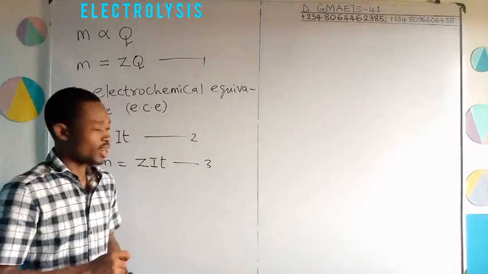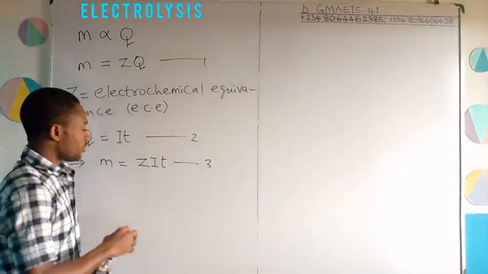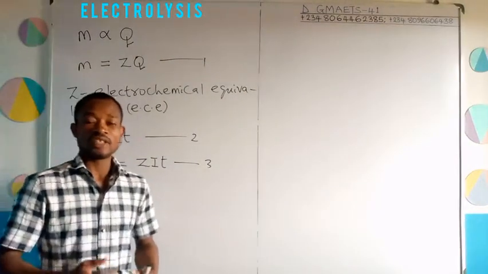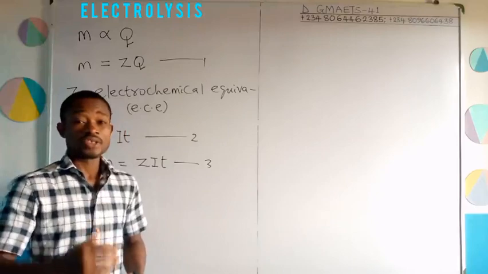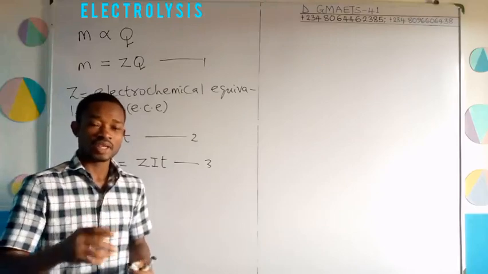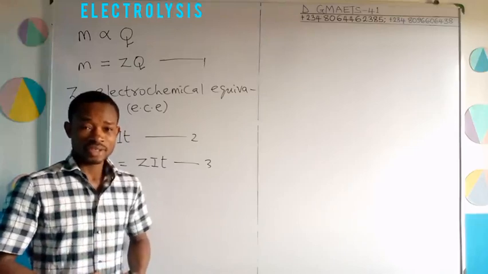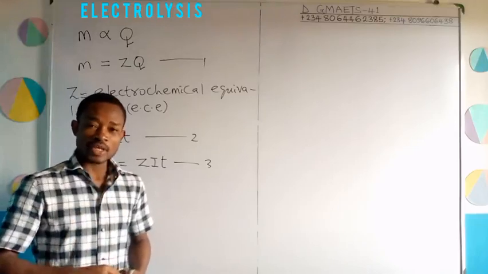Okay, so this is great. It's wonderful. Your examiner can ask you to find the mass deposited, can ask you to find the current. The examiner can also ask you to find the time. In general, the electrochemical equivalent for the electrolyte is usually given.